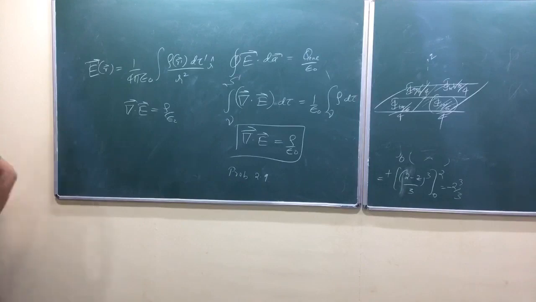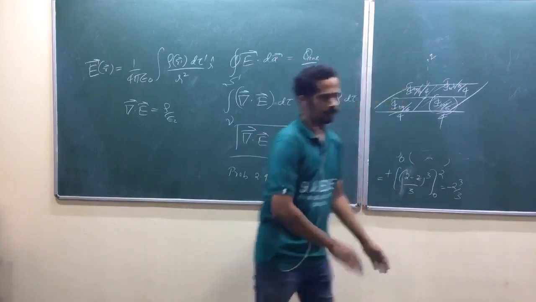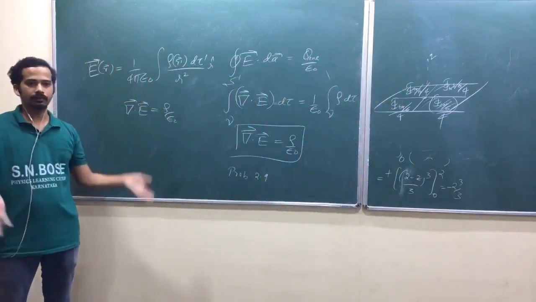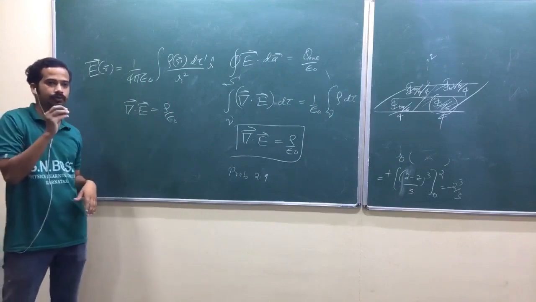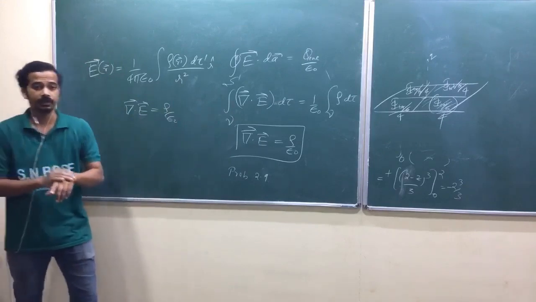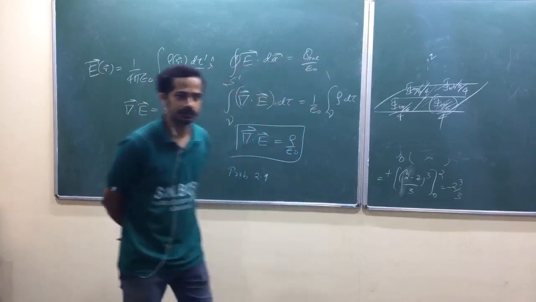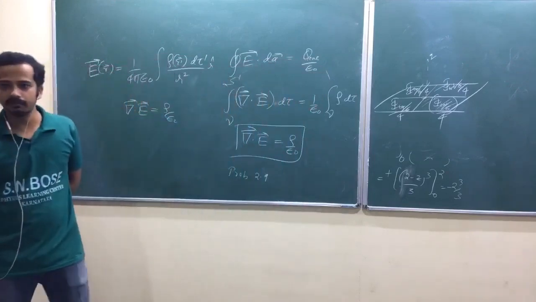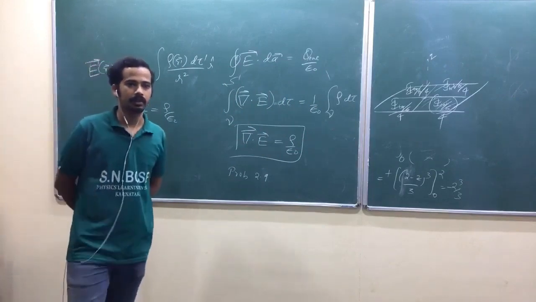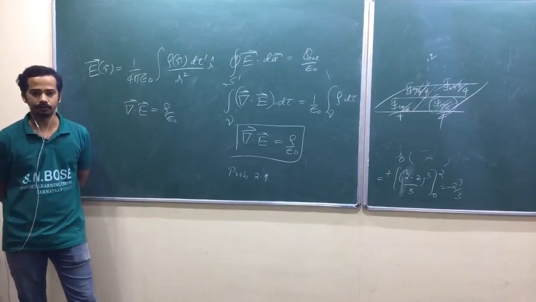He's asking about our earlier problem, if Q is not at the origin or somewhere else, okay? Whatever the problem, if you want to explore Gauss law, your surface or your charge should be situated symmetrically. Either you have to run the surface symmetrically about the charge, or the charge should be situated symmetrically about the total closed surface. Then only Gauss law is useful.